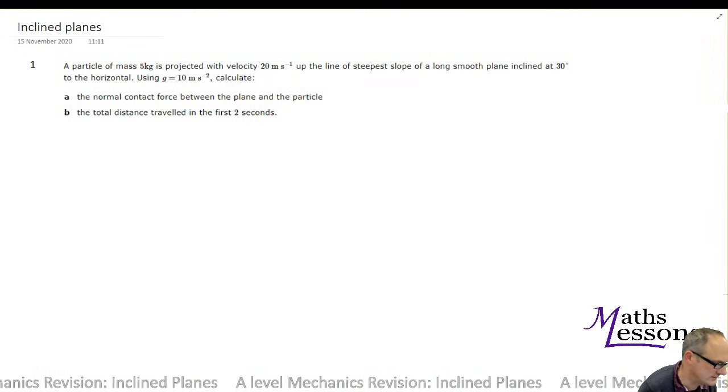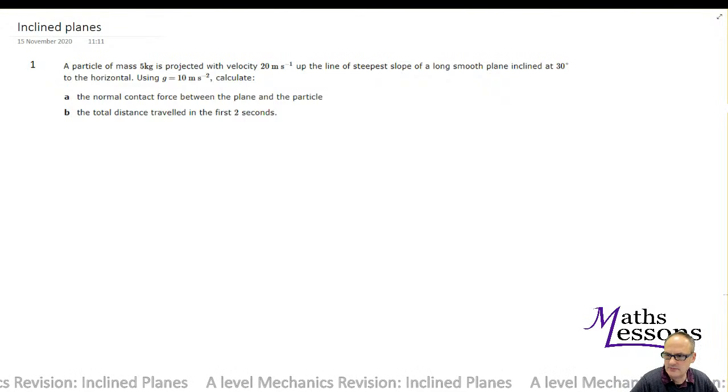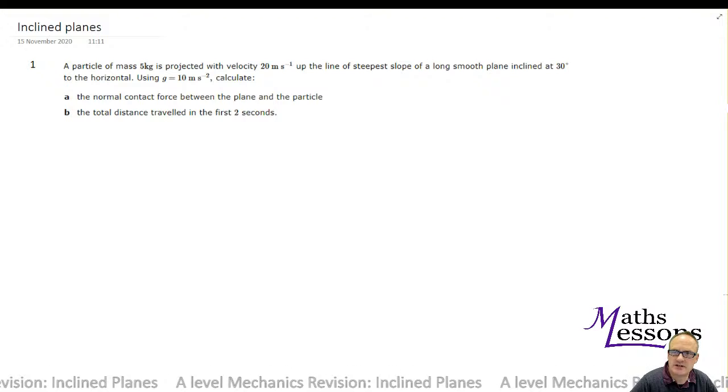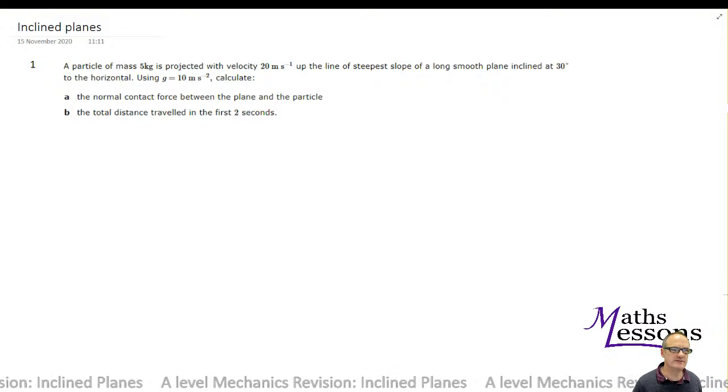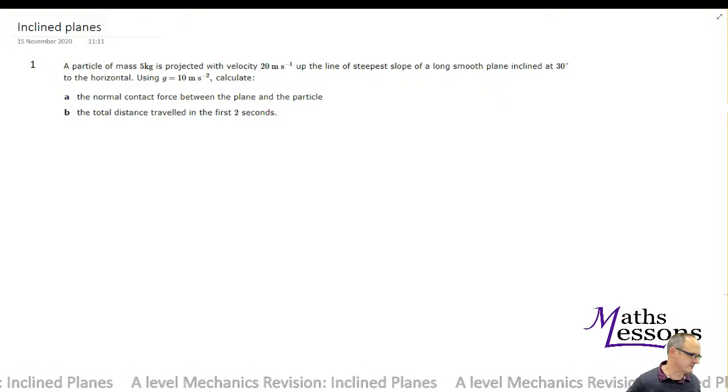All right, welcome to today's revision session on inclined planes. We're going to do a few questions here, about half an hour's worth of revision. Here's our first question. Let's give you 3 minutes to warm yourselves up and start this question.